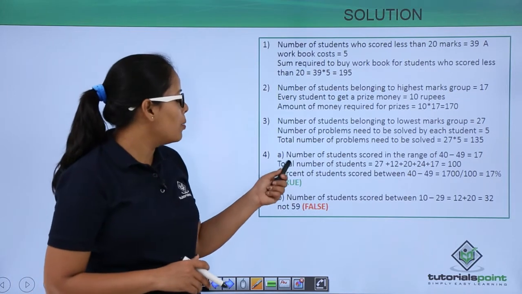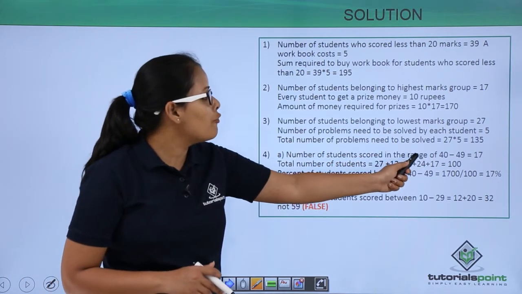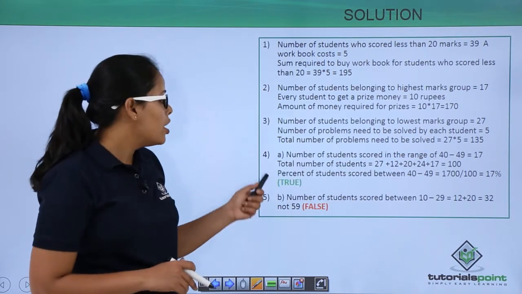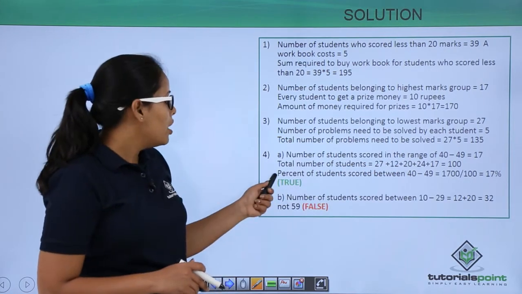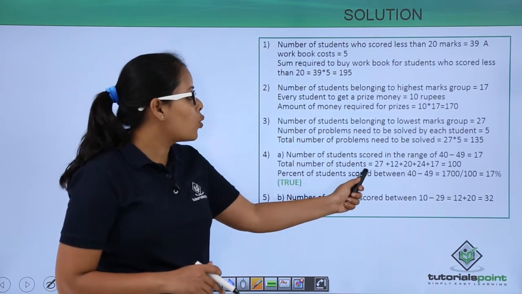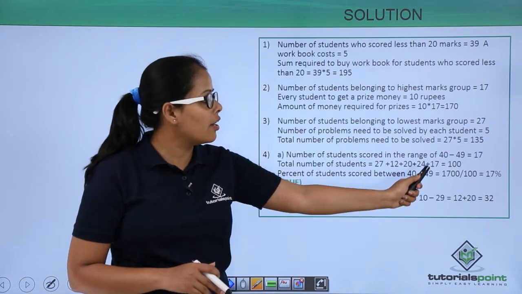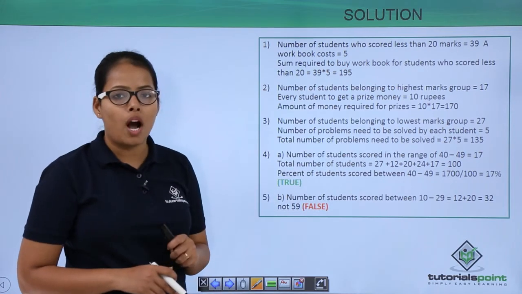Now in the fourth problem, to answer this, let's see, the number of students who scored in the range of 40 to 49 is equal to 17. The total number of students is equal to 100. The percent of students who scored between 40 to 49 is equal to 17 divided by 100, which will give you 17%. So this is true. How?